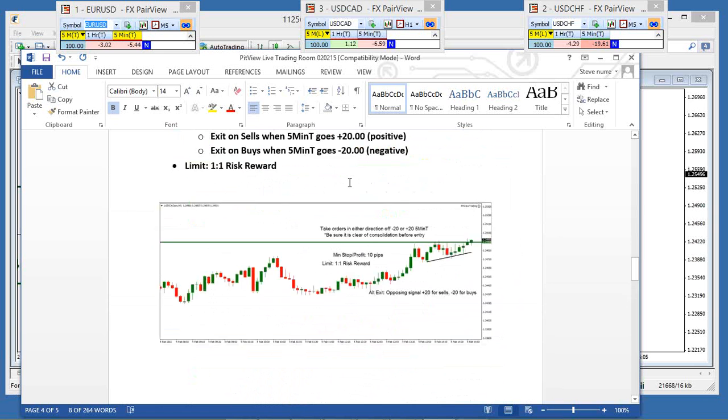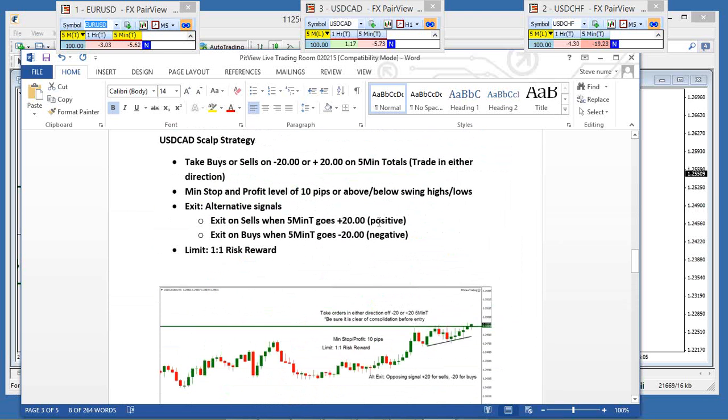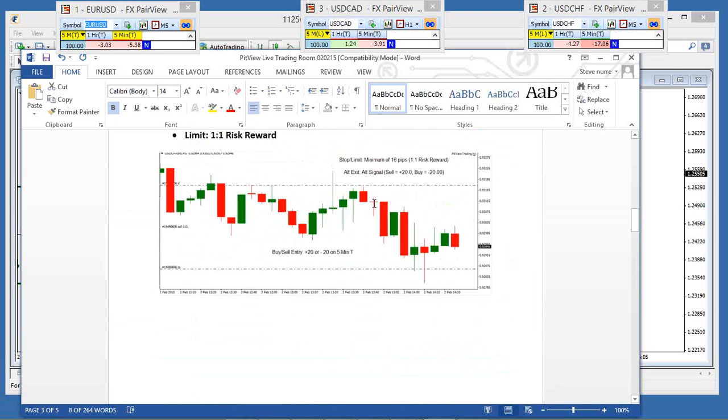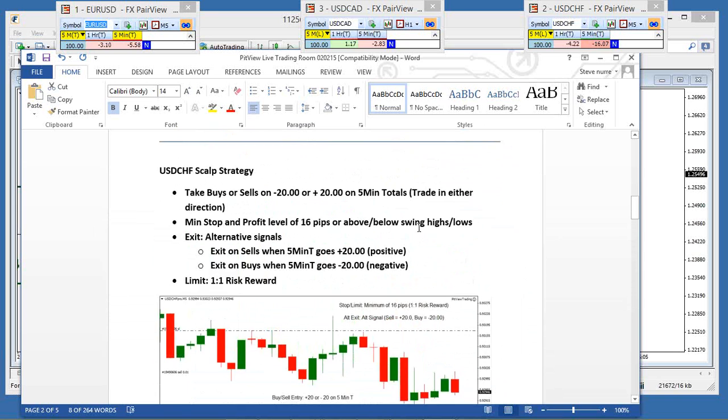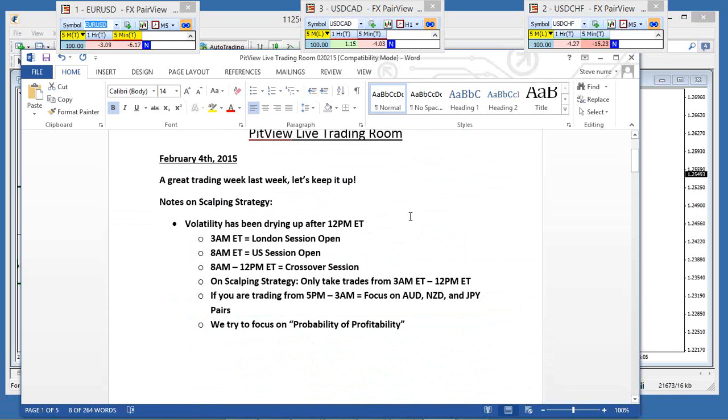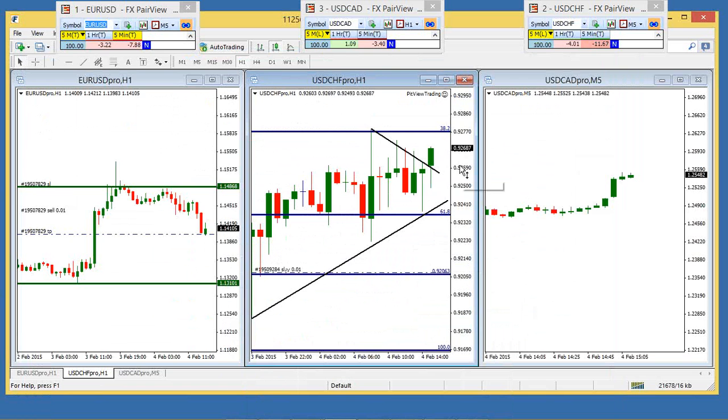Got euro dollar on there. There's dollar CAD. There's our dollar Swiss scalp strategy. I'm already long dollar Swiss on a swing trading trade. So we'll hold in a holding pattern right there.